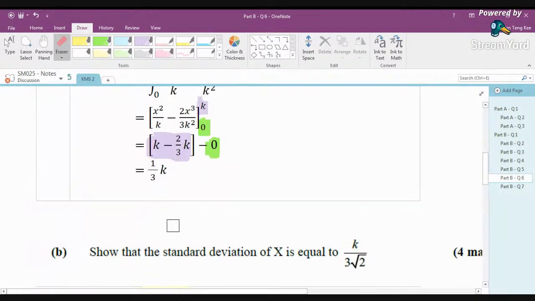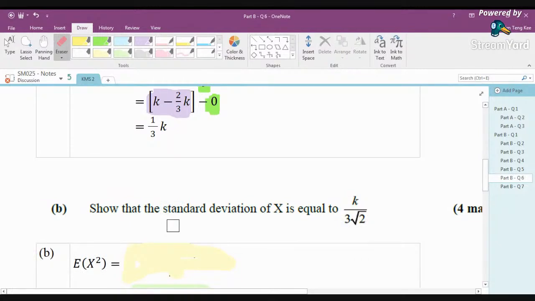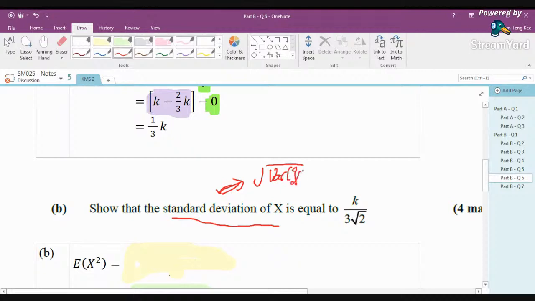Next, we would like to show that the standard deviation of X is equal to k over 3 square root of 2. Before we go on with the calculation, let's see what we actually want here. The standard deviation refers to the square root of variance. And what is variance? Variance is the expected value of x squared minus the square of the expected value of x.